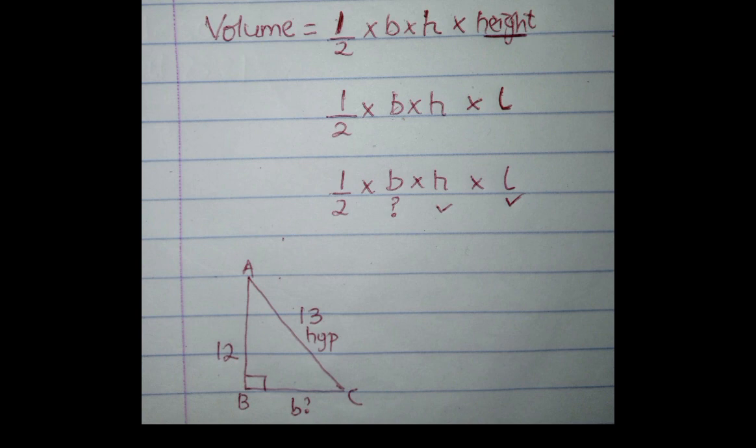So that's how we got that. But in this case, the height, we can't have half times base times height, then another height. So the height is represented as the length, as the elongated length. So we have height, we have the length, but we don't have the base. So therefore we need to find the base first to find the volume.